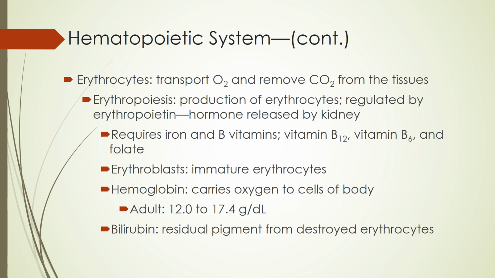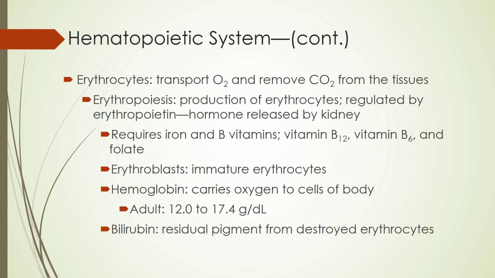The hemopoietic system: erythrocytes transport oxygen and remove CO2 from the tissues, just like I said. Erythropoiesis is the production of the erythrocytes, regulated by the erythropoietin hormone released by the kidneys. You look at everything that's involved in making blood. It covers a wide range of things and organs. It requires iron and B vitamins: B12, B6, and folate.